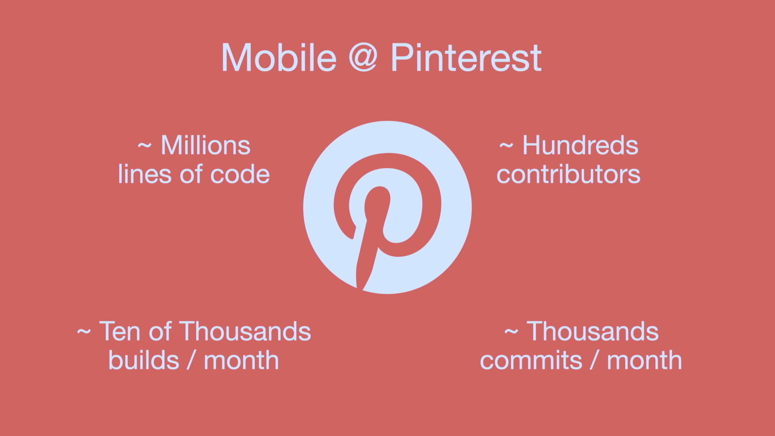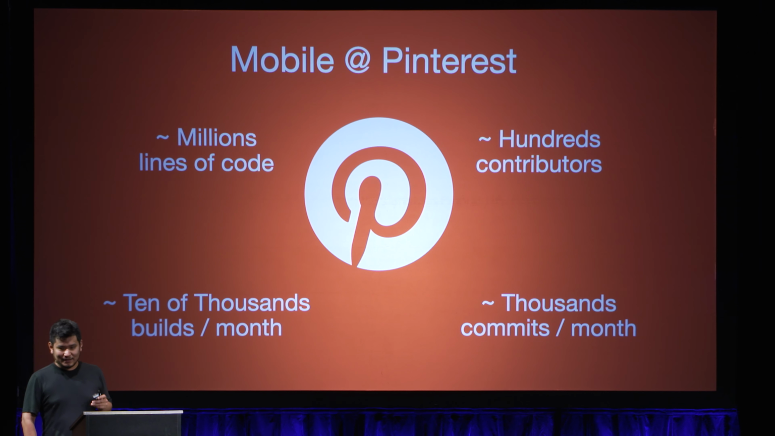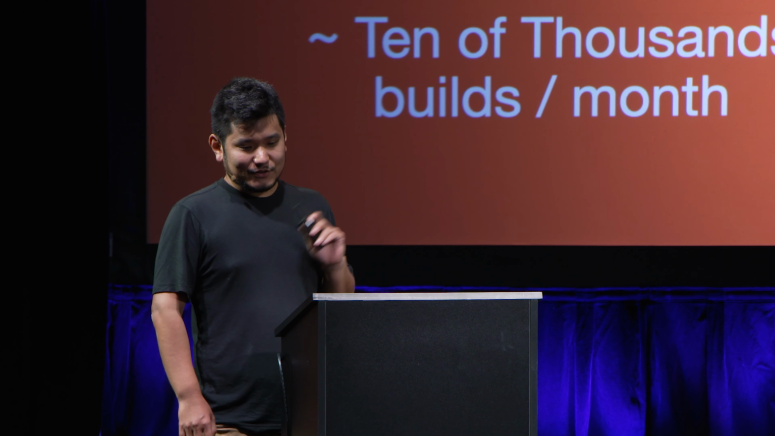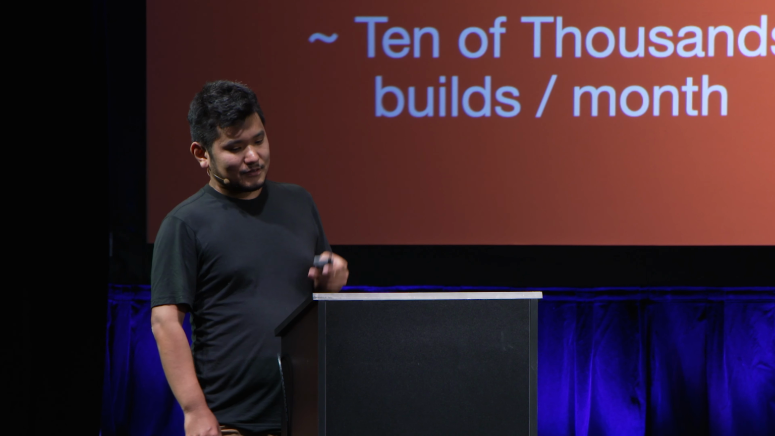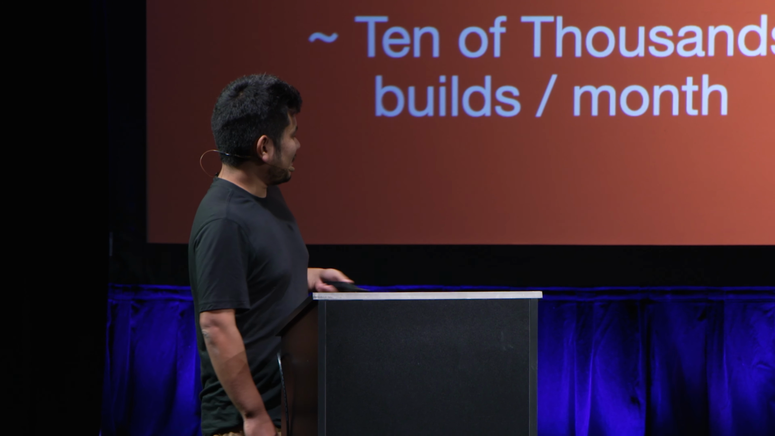All right, let's get started. Before I go too deep into the topic, I want to give an idea about the scale of mobile at Pinterest. This is for both Android and iOS. So we have a few million lines of code, a few hundred contributors, tens of thousands of builds per month, and thousands of commits per month.